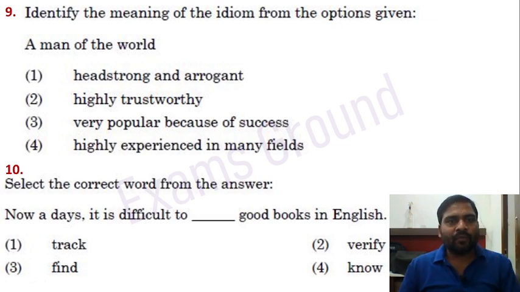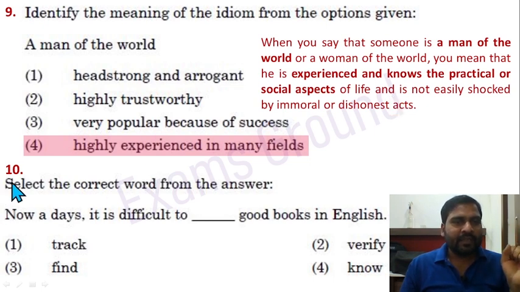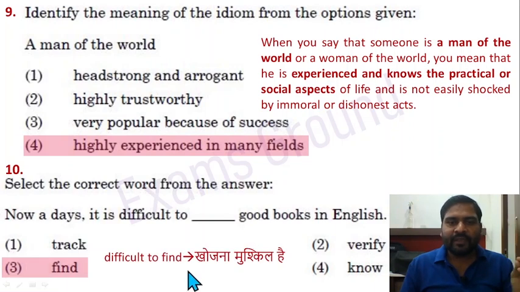A man of the world. A man of the world means highly experienced in many fields, experienced and knows the practical or social aspect of life. Okay, so option 4 is correct here. Question 10. Select the correct word from the answer. Nowadays, it is difficult to find good books in English. So option 3 is correct here.